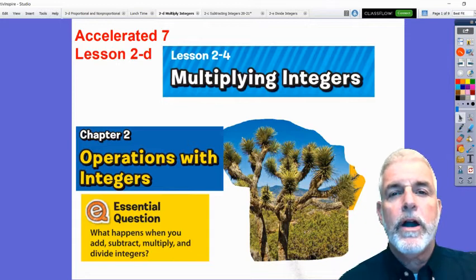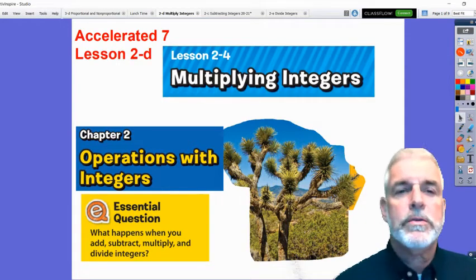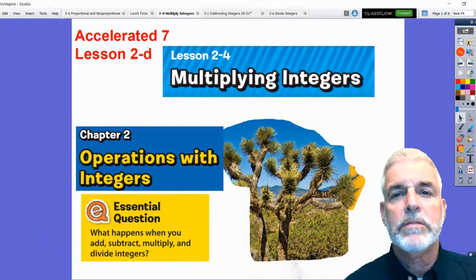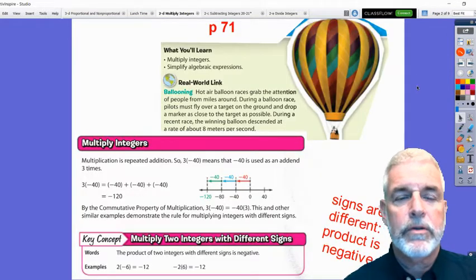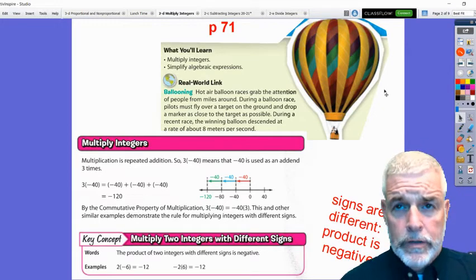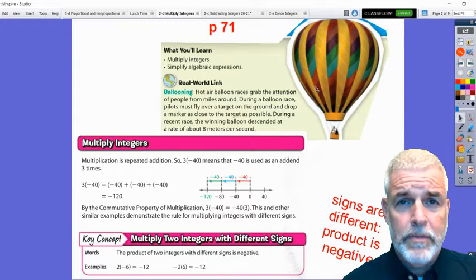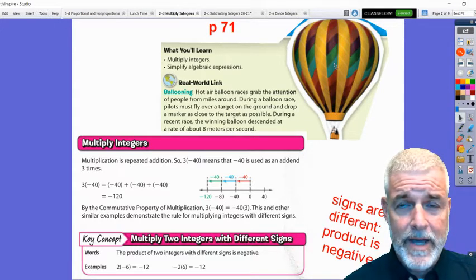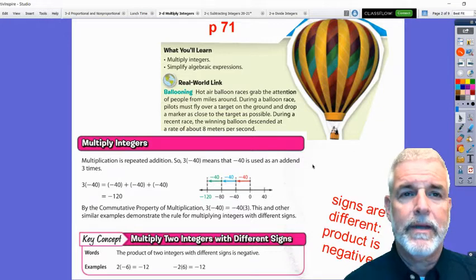Mr. Riley here with our next topic on operations with integers, and we're looking at multiplying integers. Multiplying positive and negative numbers, looking at page 71 in the book. So your little real world example is balloons going up and down and how fast they ascend and descend. We'll talk about that later.